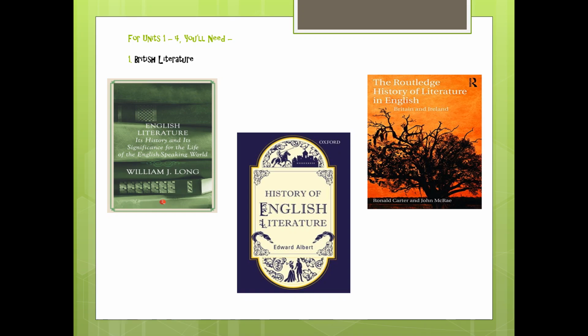So the first book, on the left, this one, is called English Literature, Its History and Its Significance for the Life of the English-Speaking World by William J. Long. This book is dated, it's outdated, but still it has good information about the literature, the biographical information of authors, as well as their works up until the Victorian era.